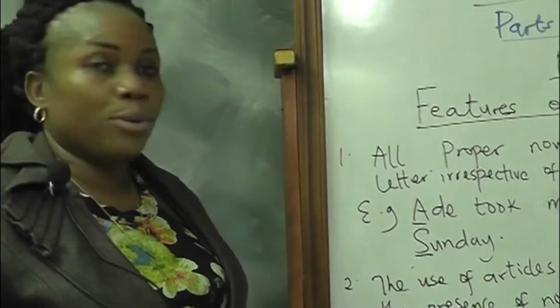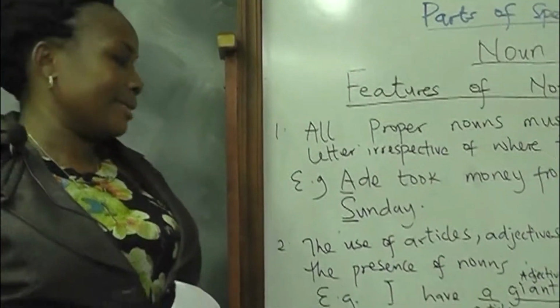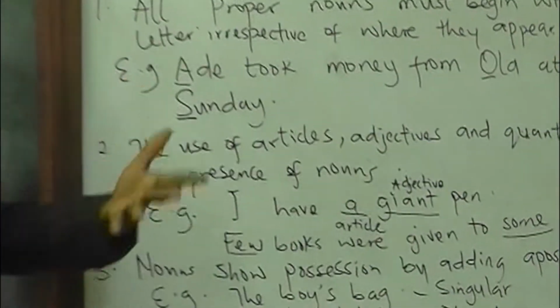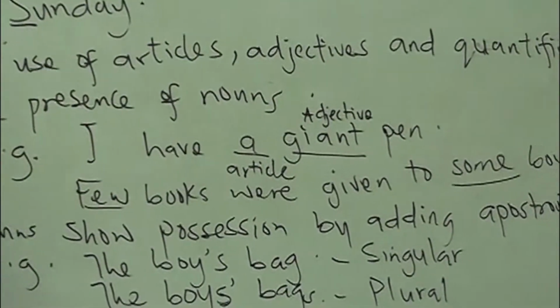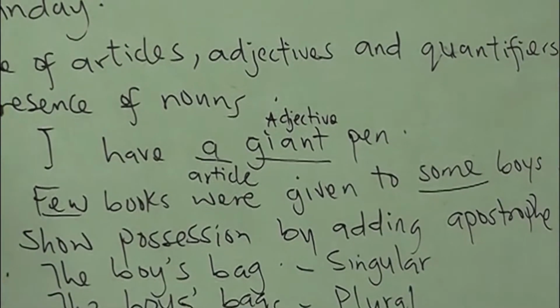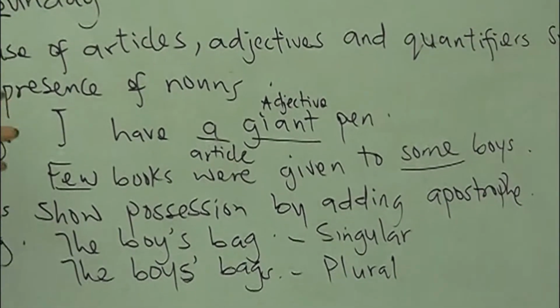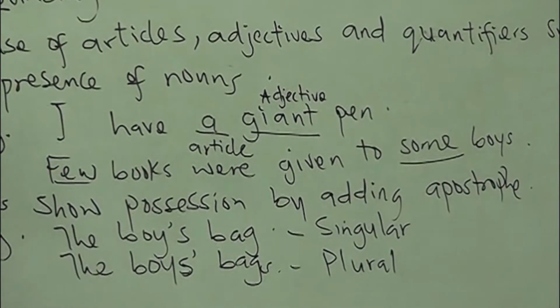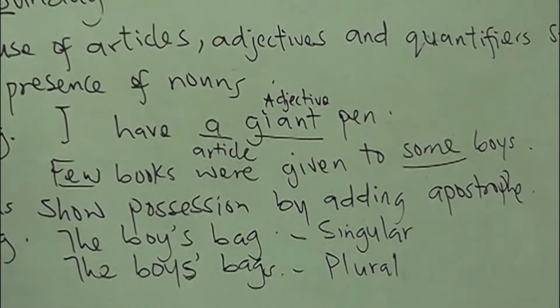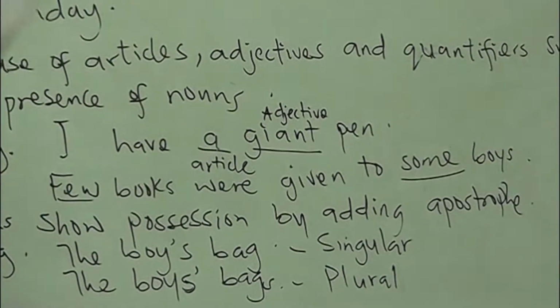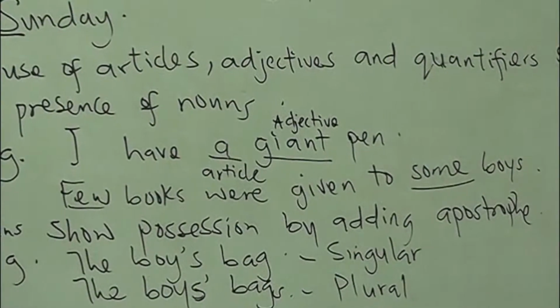Then, few. I mentioned it earlier, that's a quantifier to show quantity. Few, some, much, many, little. When you see them, they are usually followed by a noun. So those ones are pointers to the fact that you have a noun in that expression.